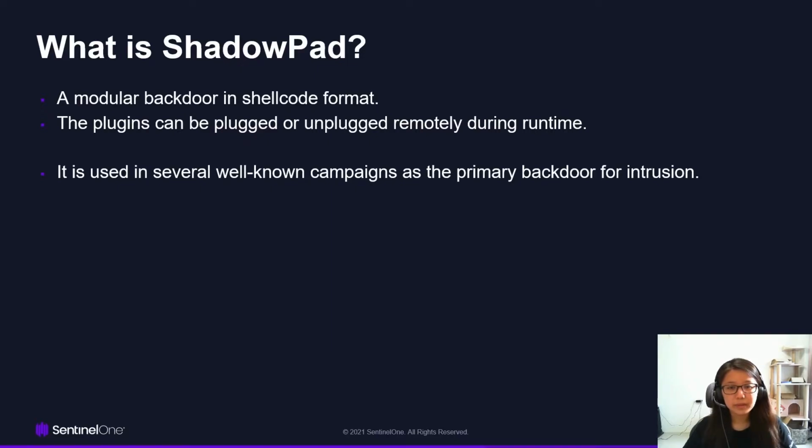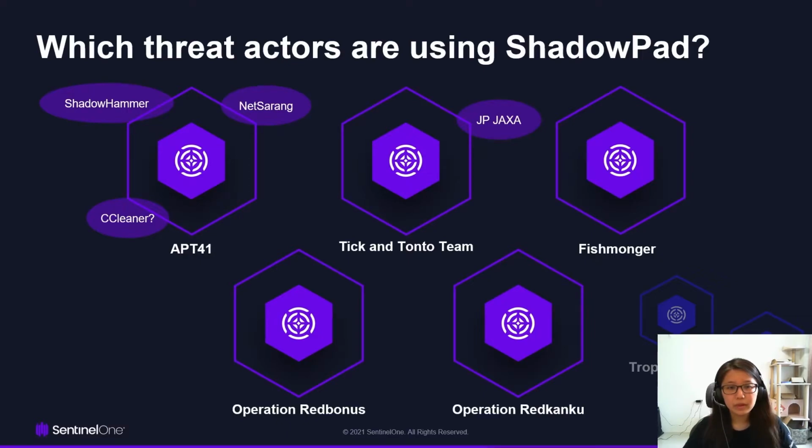ShadowPad has been used by some high-profile threat actors, and it was used in those campaigns as one of the primary backdoors for intrusion. For example, it appeared in some well-known supply chain attacks conducted by APT41, including NetSarang, ShadowHammer, and alleged CCleaner. Another high-profile group, Tick and Tonto Team, also used it to attack Japan Aerospace Exploration Agency and other victims. We will cover more details later.